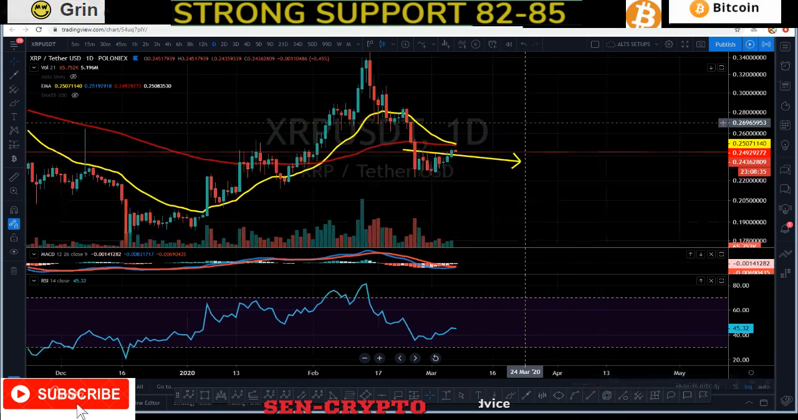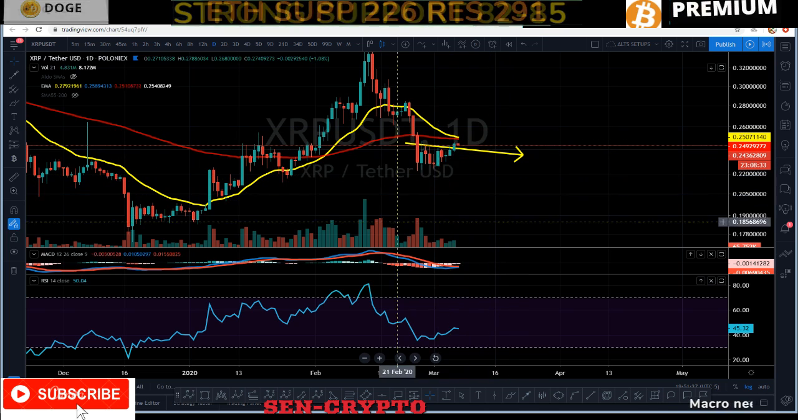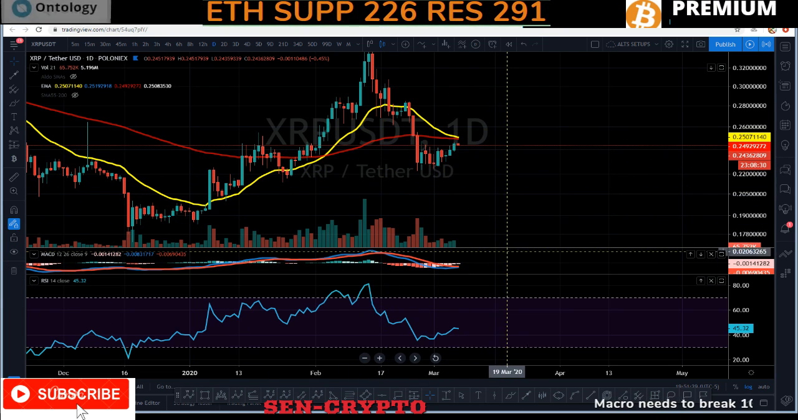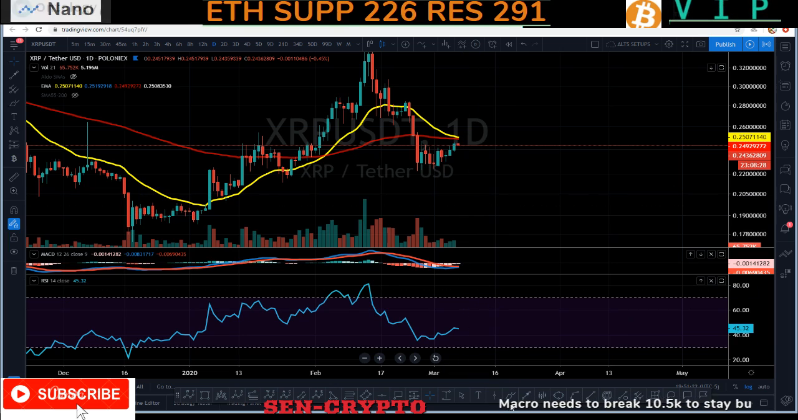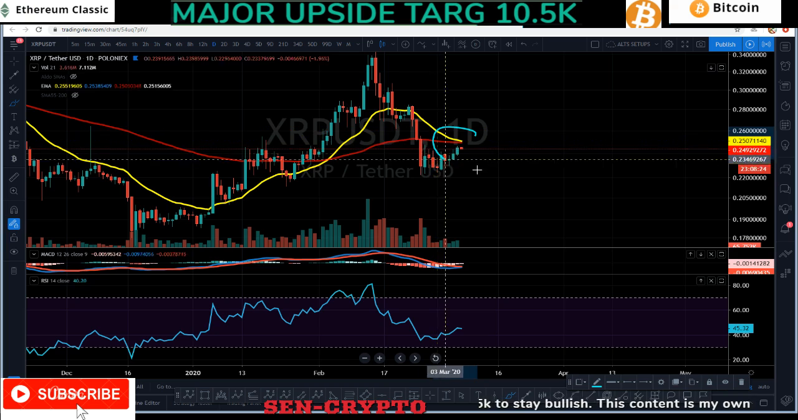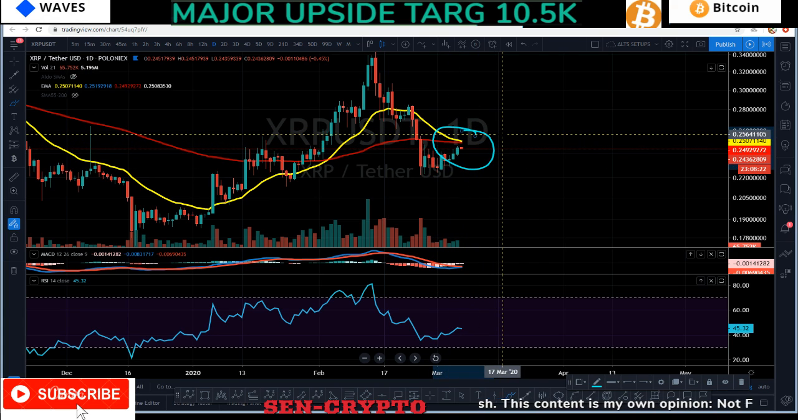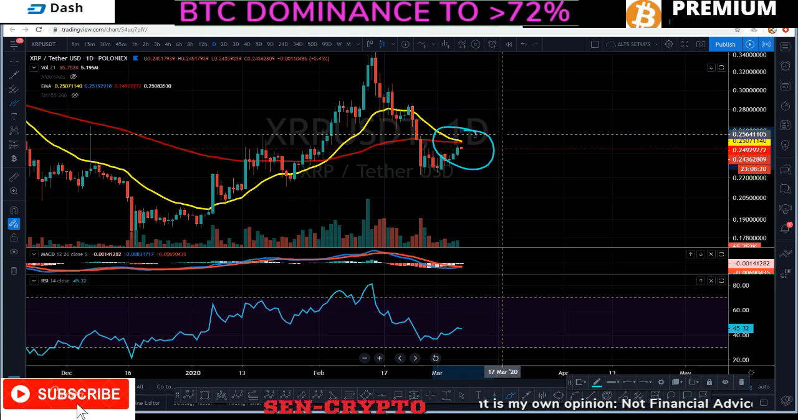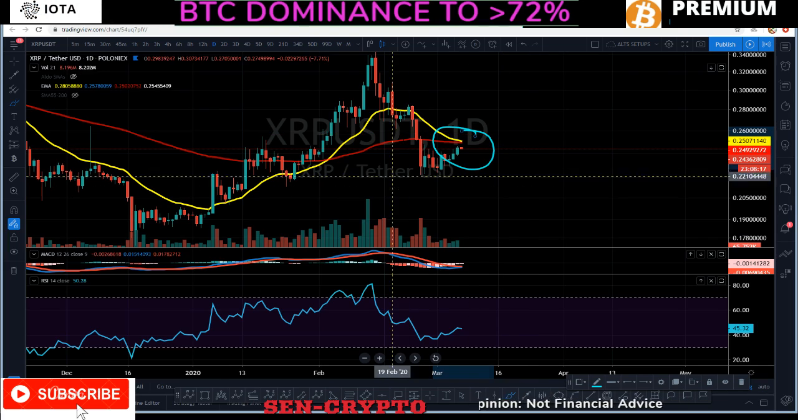And on the daily basis, we're about to get a bearish crossover. The 21 EMA is about to cross the 100 EMA. So that's going to be very, very explosive, at least for the short term. So we just gotta be very, very careful with XRP.